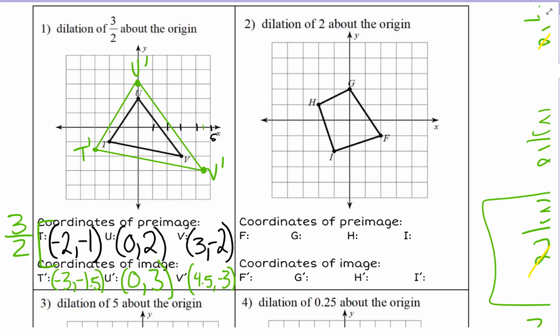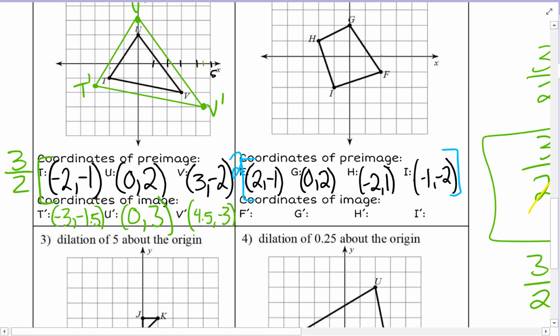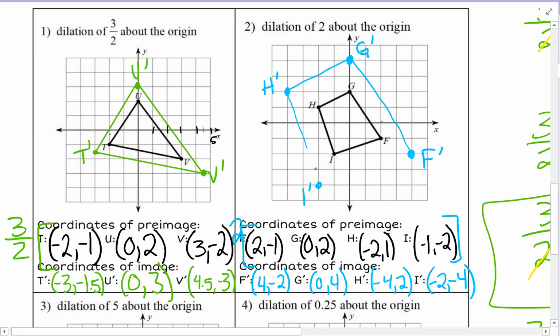Our first step for number 2, dilation of 2, would be to write down the coordinates for the pre-image. Dilating by a factor of 2 means multiplying every single one of these coordinates by 2. That's going to be a little bit easier since it's not a fraction. Go ahead and fill those in and then check. And then let's plot them and connect those dots.